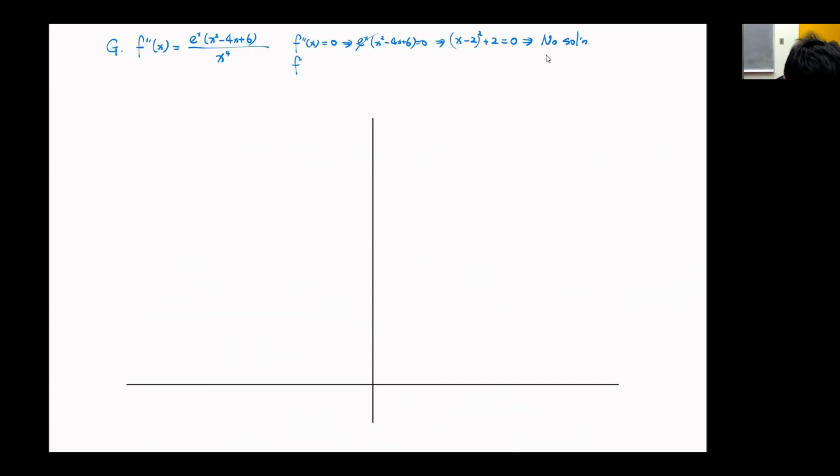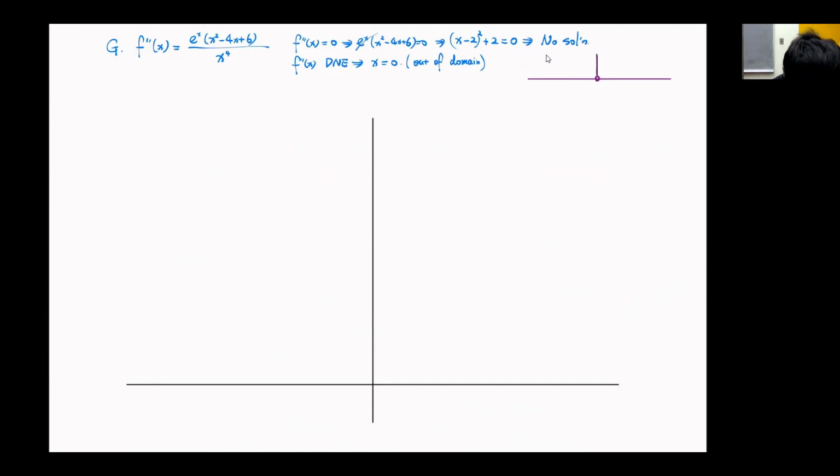So f double prime of x never equals 0, and it does not exist only at x equals 0. So for the second derivative, the situation is easier. I only have one number, and that number is, again, outside of the domain. Yeah, I forgot to say that. So I only have one separation, and I don't need to worry about the function value no matter what. All I need to worry about is basically the graph.